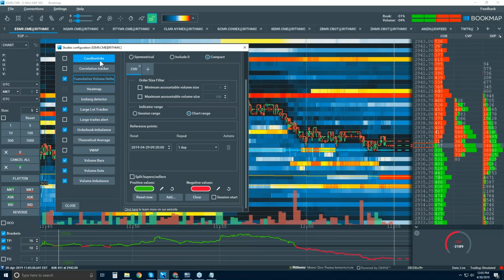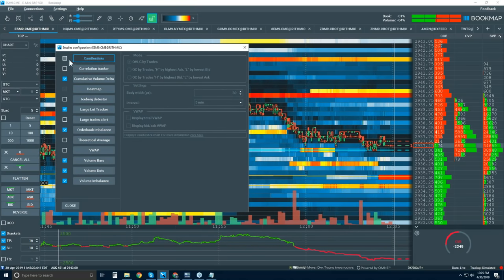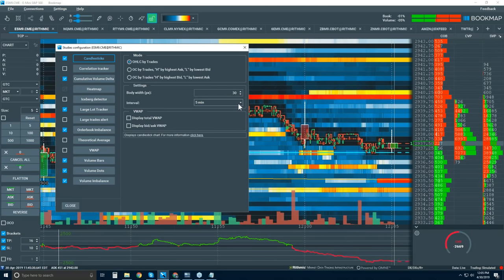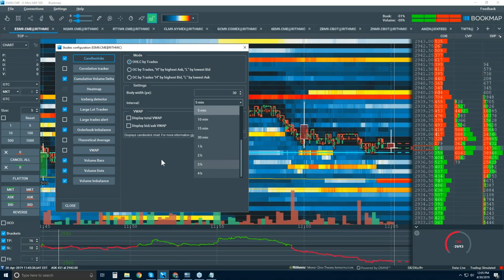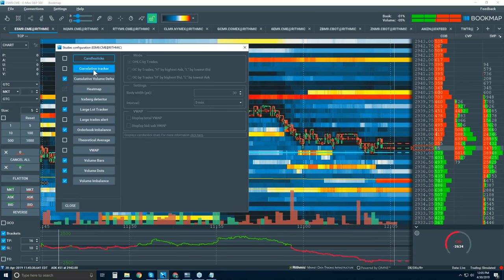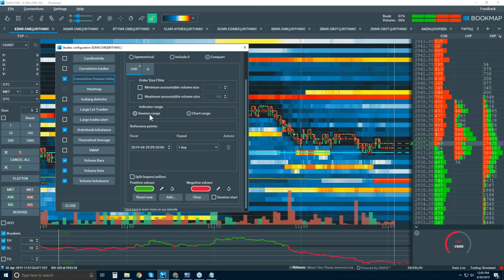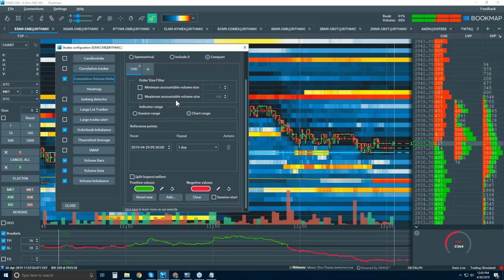There are all sorts of different ways of looking at the candlesticks, for example, that'll answer that question on the candlesticks: the size of it, the minutes or hours you can put in here. There's a correlation tracker with the Bookmap Global Plus. The cumulative volume delta is here. There are all sorts of settings and resets for looking at this, and you can put in multiple cumulative volume deltas.